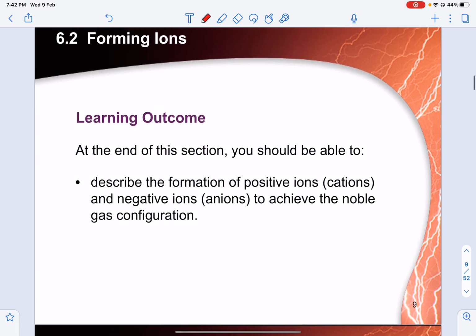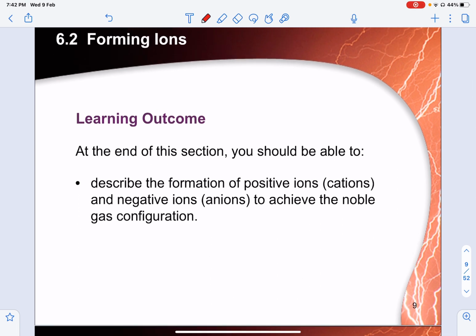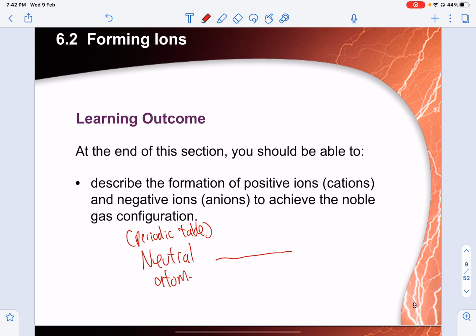So what happens when you either lose or gain the electron? You always start off as a neutral atom. A neutral atom is basically what you see from the periodic table: the number of electrons, the number of protons, all this and that. From a neutral atom, because it's not very stable, due to it having an incomplete electron shell, you tend to either gain electrons or lose electrons.